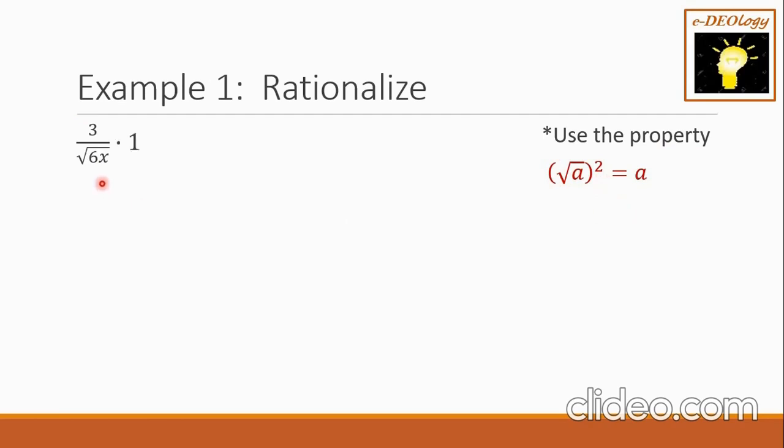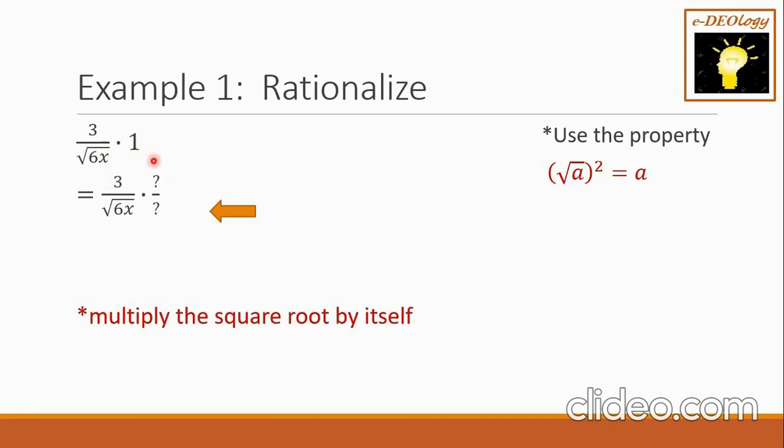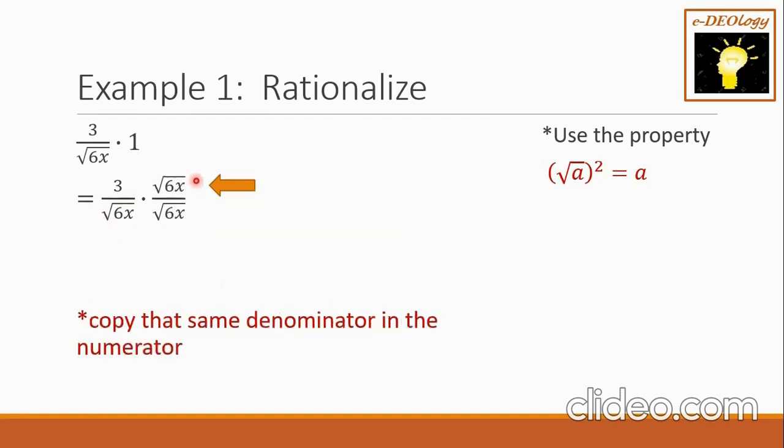The step is we're going to multiply this by a value equal to 1. So we know that any number multiplied by 1 will not change the value of the original expression. The next is we're going to show that this one is a fraction. Please remember that our goal here is to remove this radical in this denominator. So there is a clue that we will multiply the square root by itself. It means in this denominator, we're going to use that same value of the square root of 6x. And for the numerator, we're going to copy that same denominator. So this is square root of 6x over the square root of 6x, a value that is equal to 1.